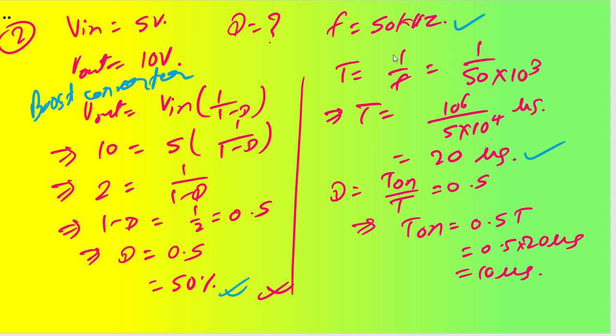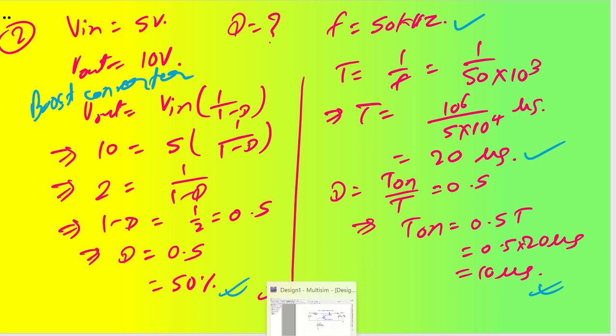And based on the frequency of switching element, we are going to set what is the on time and off time. As you can see, my duty cycle is nothing but on time by total time period, which will be 0.5, 50%. So that is going to give us T on equal to 0.5 T, which is going to be 10 microsecond. So with this information, we'll try to put the values in the schematic and try to design and simulate.